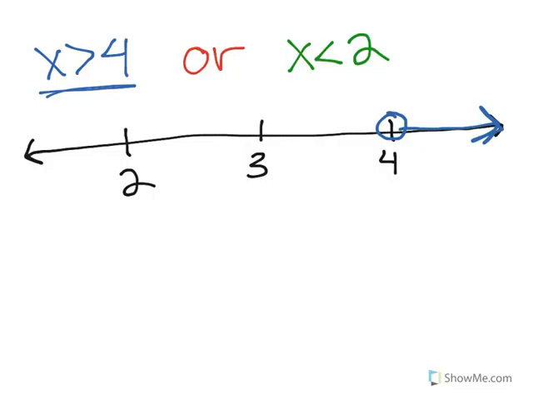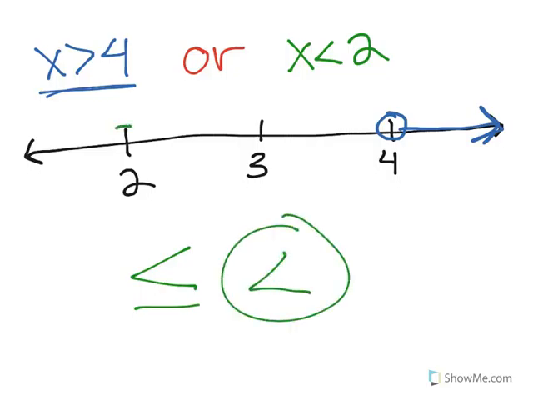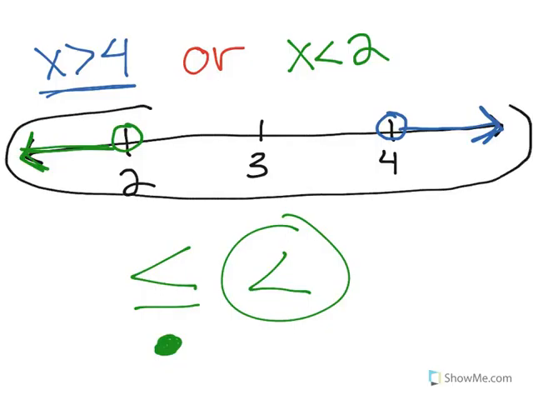Now this other one, x is less than 2. We're going to go to 2, and because, again, it is just less than, we're going to use an open circle. If it were less than or equal to, we would use a closed circle, but it's not. We say that x is less than 2, so it's going to go this way. This right here is how you would represent this compound inequality on a number line.